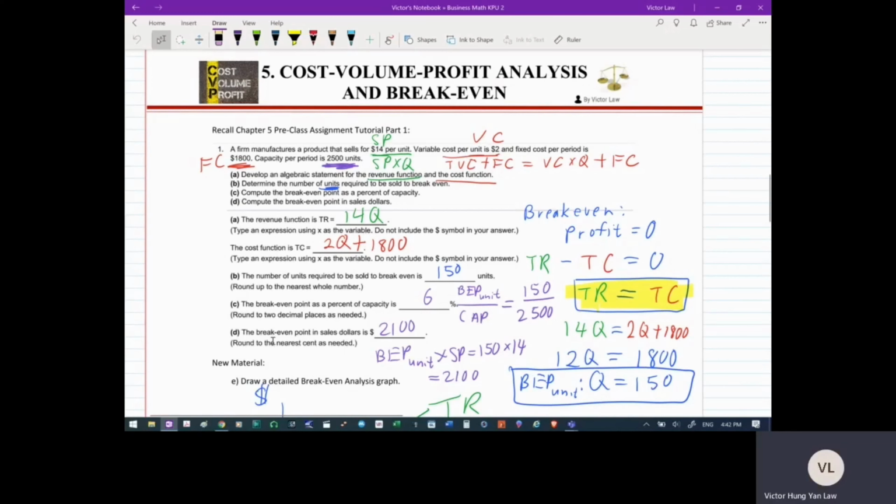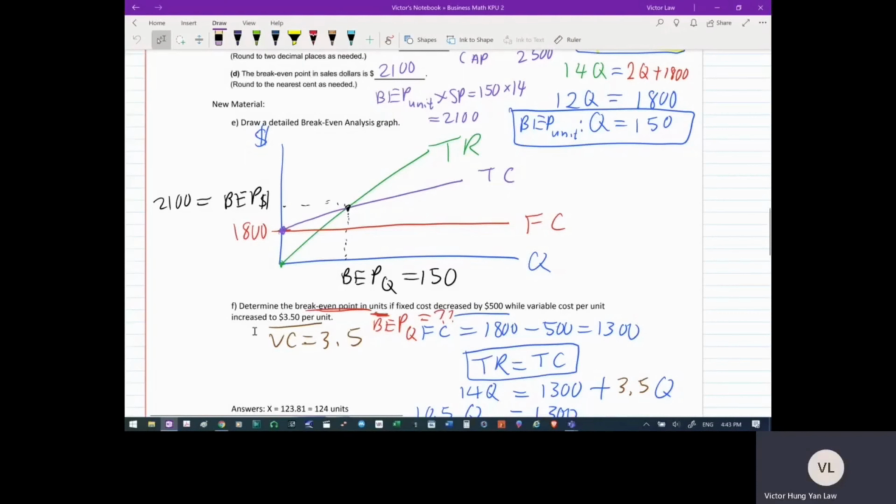We also calculated the break-even point in sales dollars by multiplying the break-even point in units by the selling price of $14 to get 2,100 in sales revenue. And that's your break-even point in sales dollars. And that was the pre-class assignment tutorial video. So we're going to go through the new material right now.